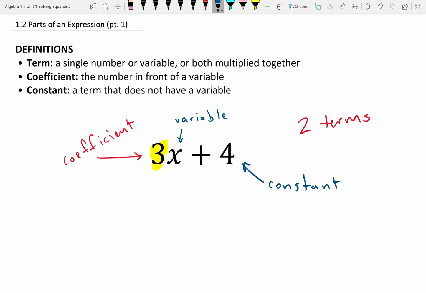So we have a constant, our variable, and our coefficient, and these two terms are separated by an addition sign, so that tells us there are 2 terms.